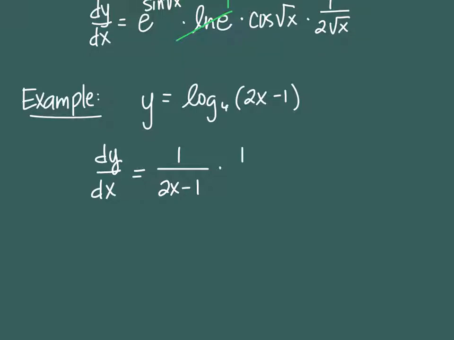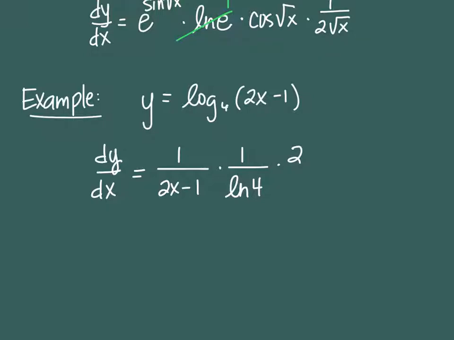Then we multiply by 1 over what natural log? Natural log of what? Should be 4, natural log of 4, because that's the base. And then we finish with the derivative of the inside, which is just the number 2.